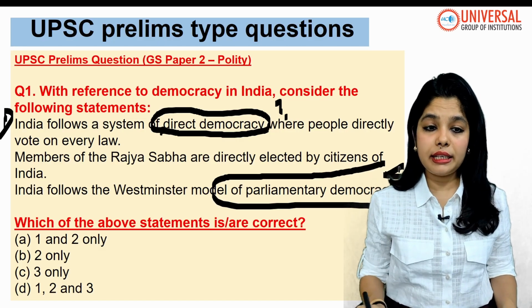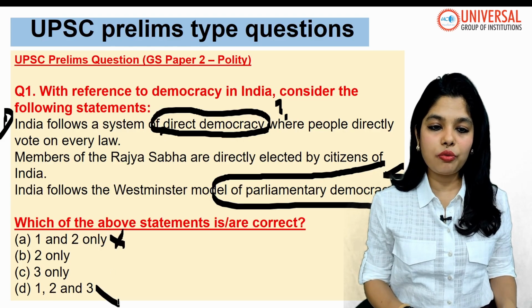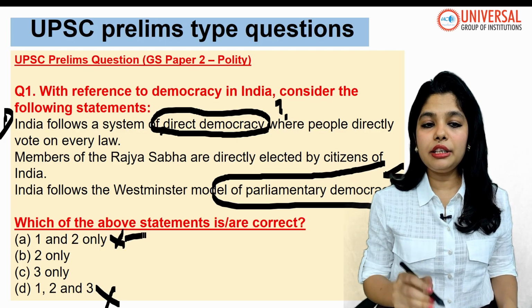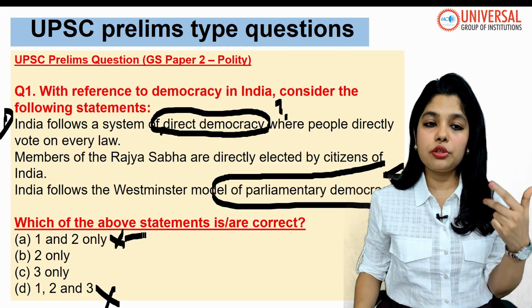But the first statement, my dear friend, is not correct. We don't follow direct democracy. Then you are done with options A and D. Then again you have two options, B or C.